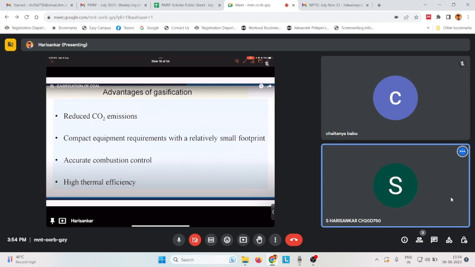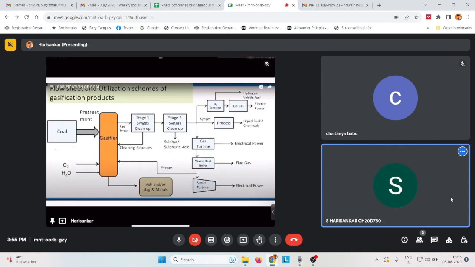So, the advantages of gasification. With gasification, we can produce reduced amounts of carbon dioxide. Usually the footprint, sometimes even called the carbon footprint, of the gasification process is small compared to other processes. We can also control the temperature and pressure more accurately, meaning we have more accurate control over the combustion or gasification that we are doing. And we can achieve a high thermal efficiency through the gasification process. So these are the four advantages of the gasification process.